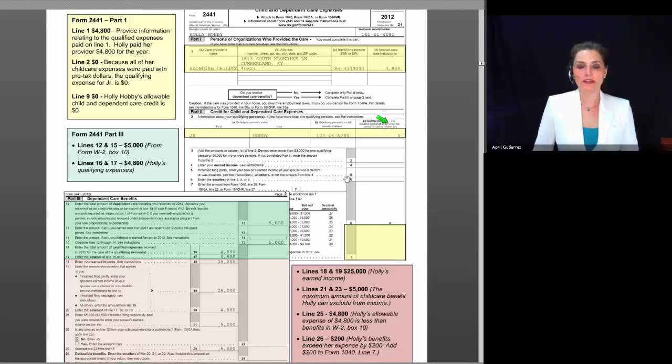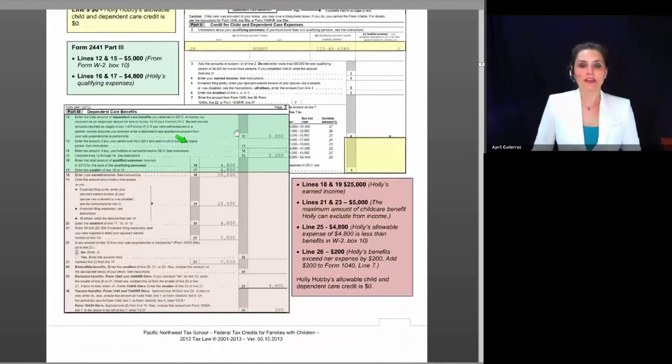And the reason we have qualified expenses as zero is that we have $5,000 of employer benefits at work that were salary deferred and not taxed. So from Holly's standpoint, she has no qualifying expense for Junior because it's already not been taxed. And in fact, what happens in Part 3 is she shows the amount of benefits that she received from her employer, she shows the amount that she actually paid in expense, and then she shows on line 26 the fact that there's a $200 overage, and that $200 overage is the amount that gets bumped up into her income.